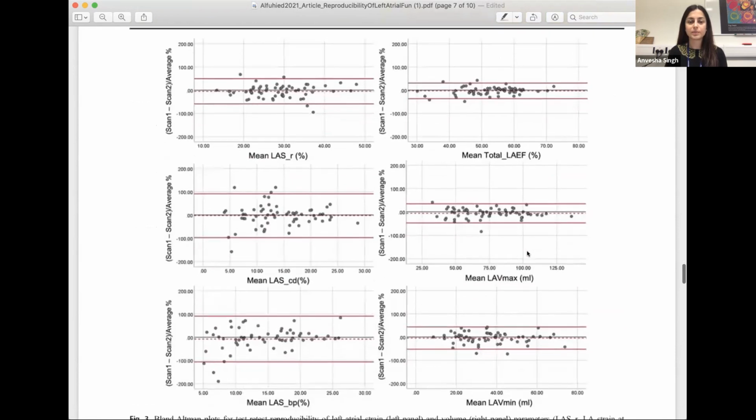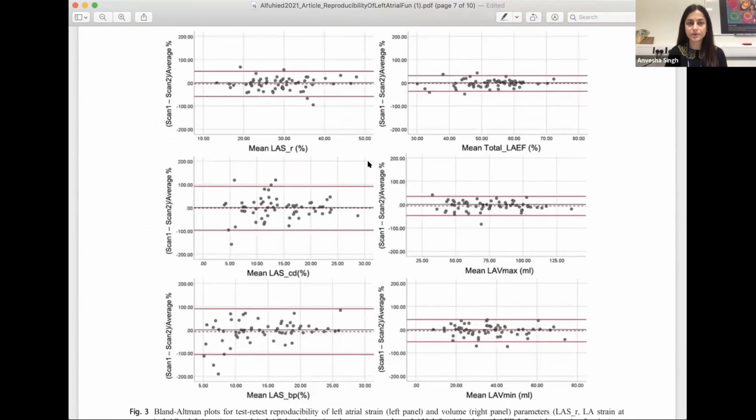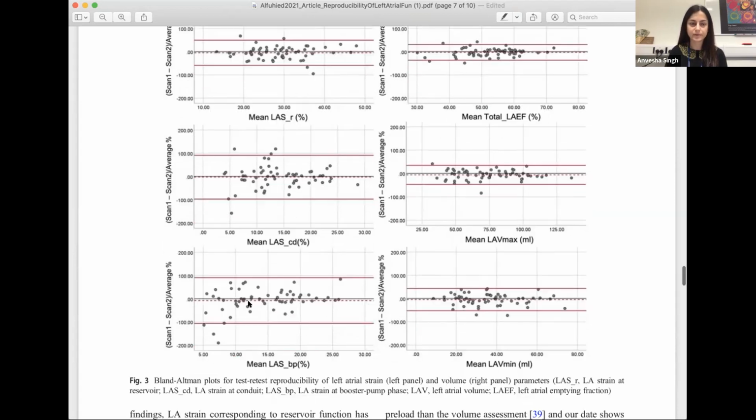These are some Bland-Altman plots demonstrating the same thing. So if we look at the top 2, this is LA strain at the reservoir function, and this is its corresponding emptying fraction, which is the total emptying fraction. And you can see that the limits of agreement are narrower for the emptying fraction, suggesting slightly better reproducibility. On the left here, these 3 are LA strain at the different phases. And what this is showing is that the reservoir phase was the most reproducible out of the 3 phases.